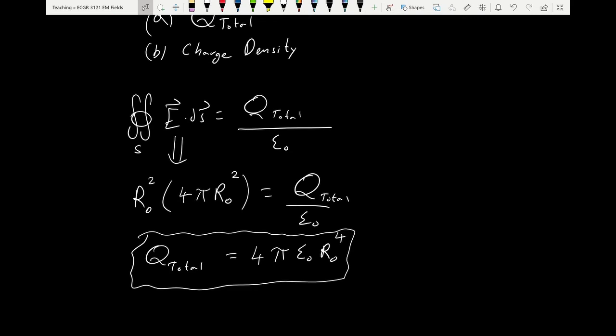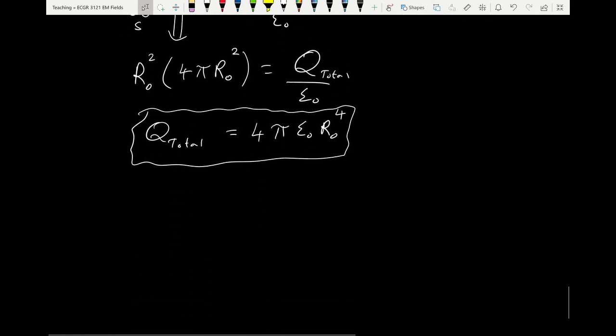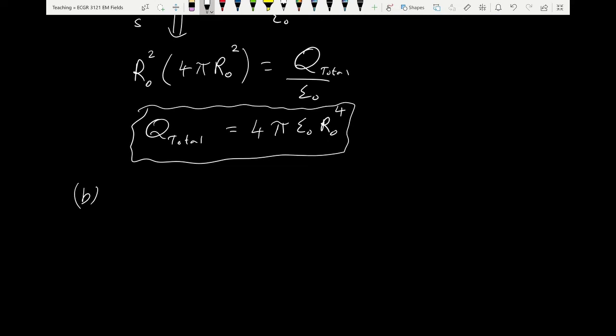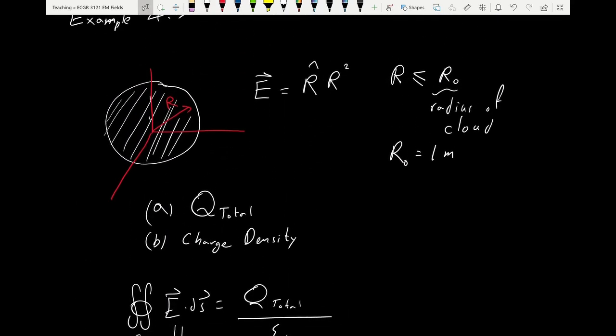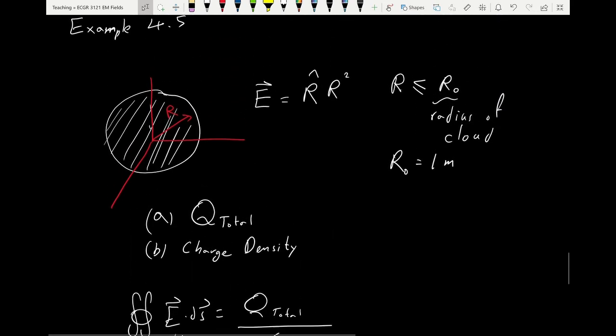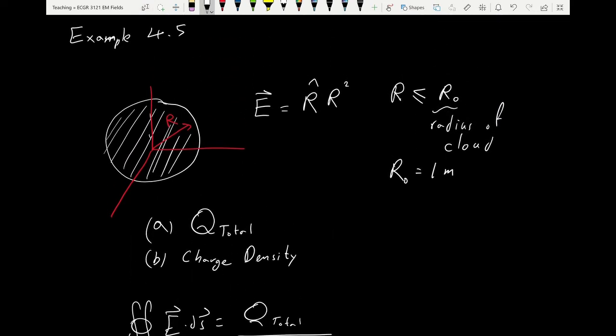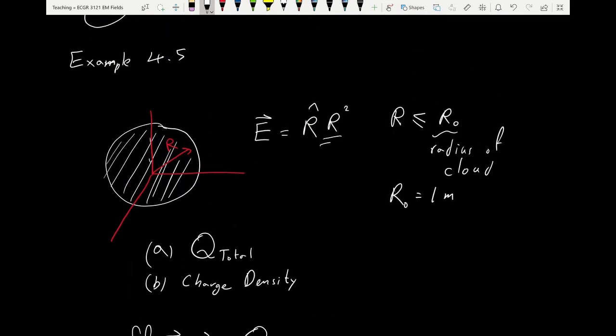Then part B: what is the charge density of the charge in the cloud? From symmetry, if we rotate the problem, or look at it from a different angle, the problem doesn't change. It's still a spherical object. So we would guess, and guess correctly, that the charge density is only a function of the radius, the distance from the origin. It's not a function of the angle. It cannot be, because the electric field itself is not a function of the angle. It's only a function of the radius.